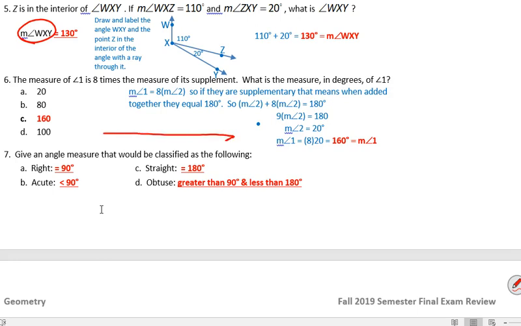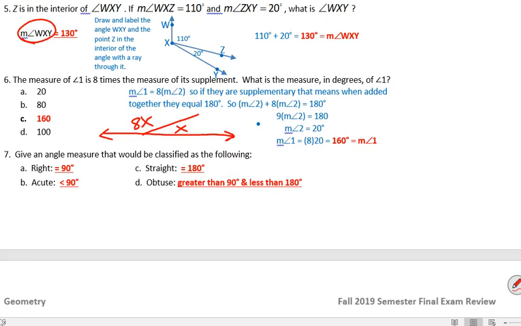So I'm going to go ahead and draw a line, and I'm going to draw two angles. It says that one of them's 8x and the other one's x. So then we're going to add those two together, set them equal to 180, and we're going to get 20 for x, or the measure of angle 2, and then we're going to put that back in, and that's going to give us 160.